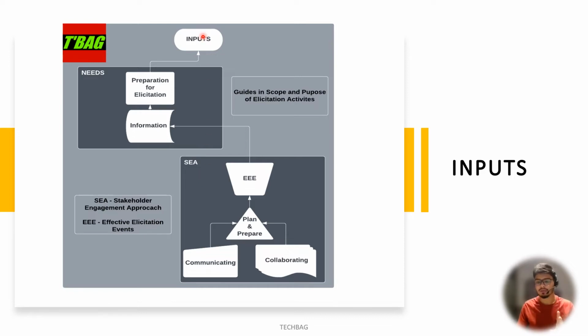So here the inputs are one, the needs, and the second one, the stakeholder engagement approach. The needs are identified only when you have communicated and collaborated with the stakeholder as per the plan. Once you do this, the information is derived from that activity and stored, and that information is then ready as a need for you to prepare for elicitation. So in layman's terms, when you contact or interact with a stakeholder, they give you some information. That information is the need, and that is considered an input for preparing for elicitation. Clear? Let's move to elements.